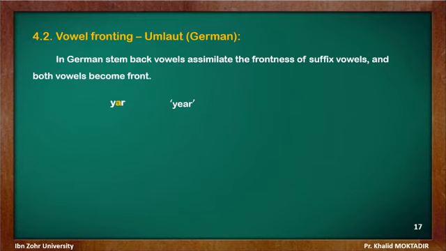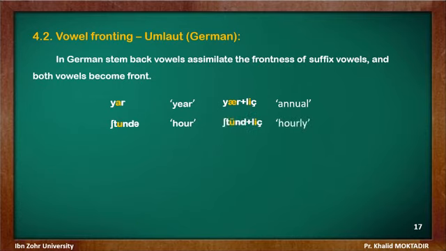Look at the first word, jahr, which means year. And every year in German is jährlich, every year. Now the vowel a has moved from back to front because of the influence of the suffix vowel, which is also front. The next word is Stunde, hour. The vowel u is plus back plus round. When we add the suffix which contains the front vowel, the stem vowel becomes also front. Stündlich. The next example is gut, and if we add the suffix again, this becomes gütig.